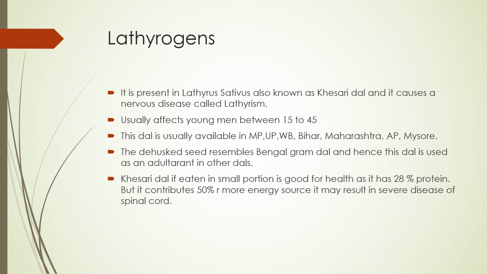This dal is usually available in India, I'm considering India, that is Madhya Pradesh, Uttar Pradesh, West Bengal, Bihar, Maharashtra, Andhra Pradesh, and Mysore. The Dihas seed resembles Bengal gram dal, and hence this dal is usually used as an adulterant in other dal.